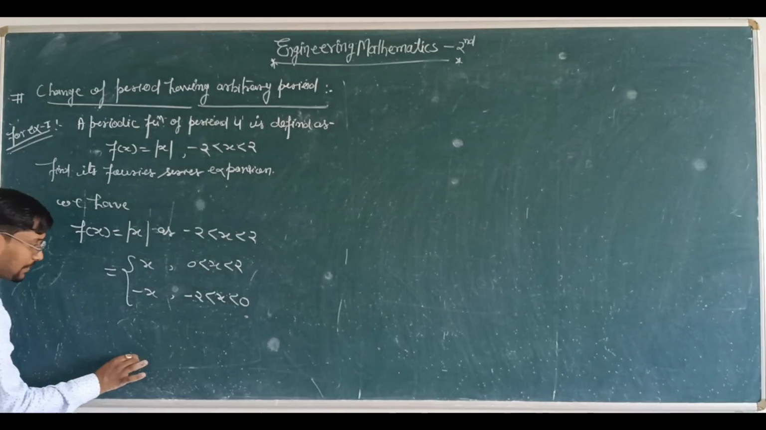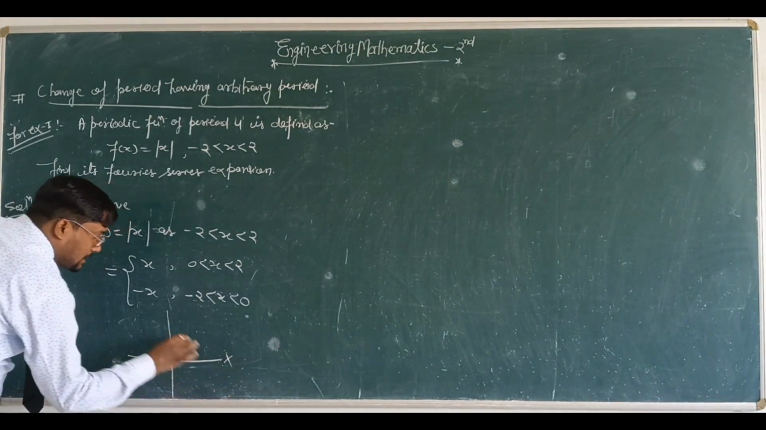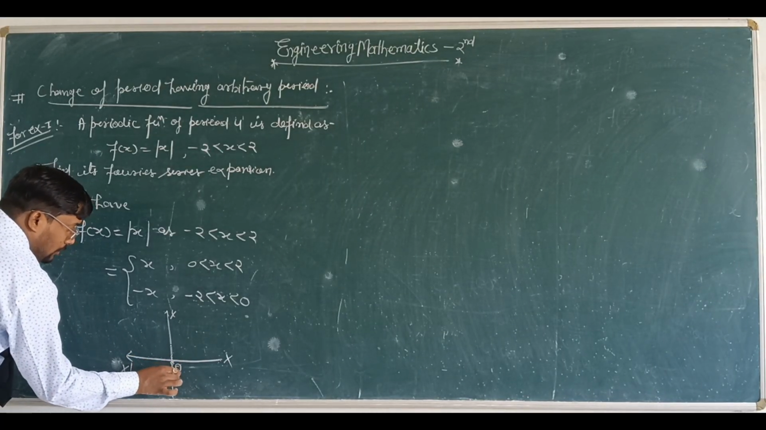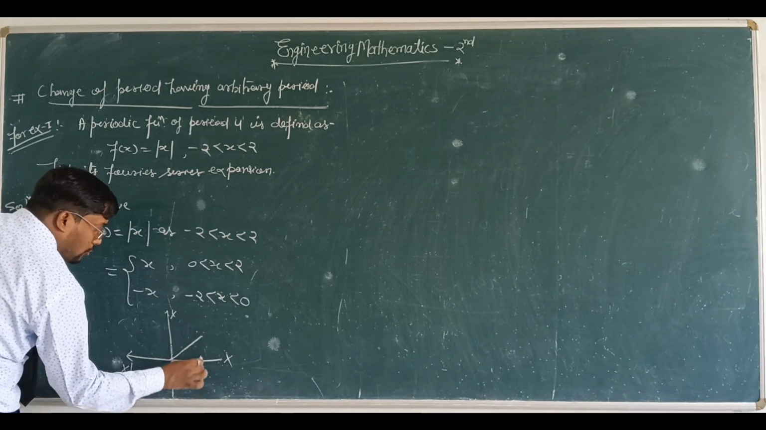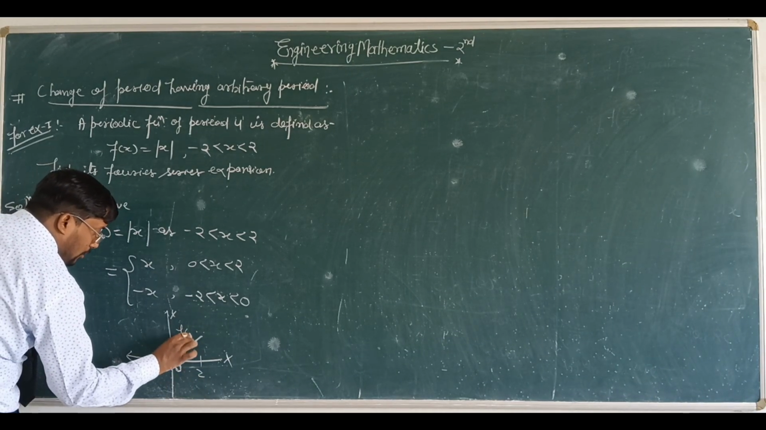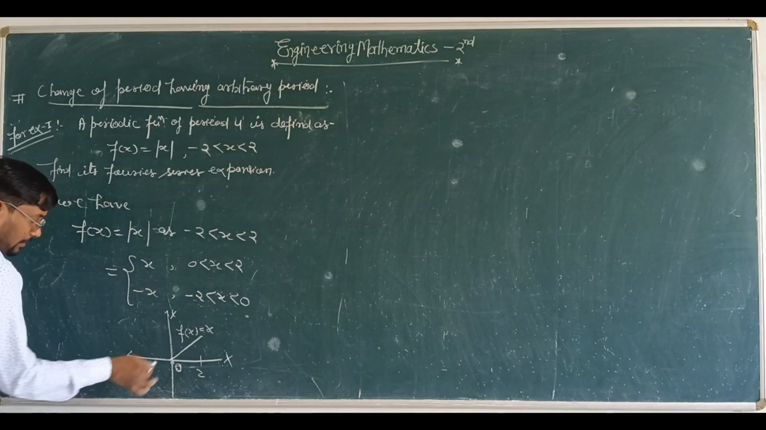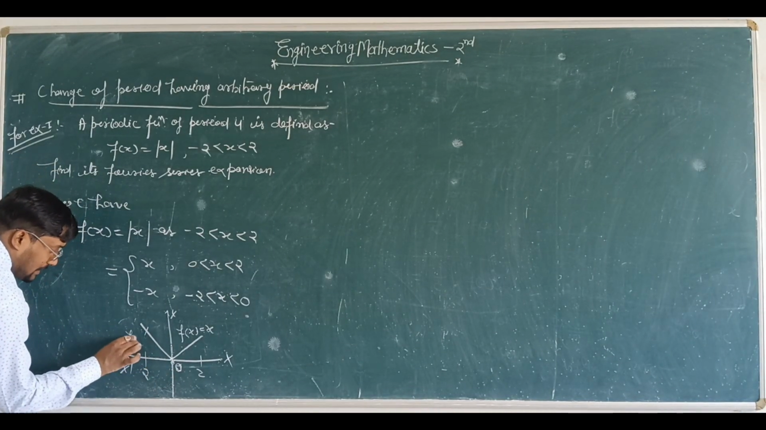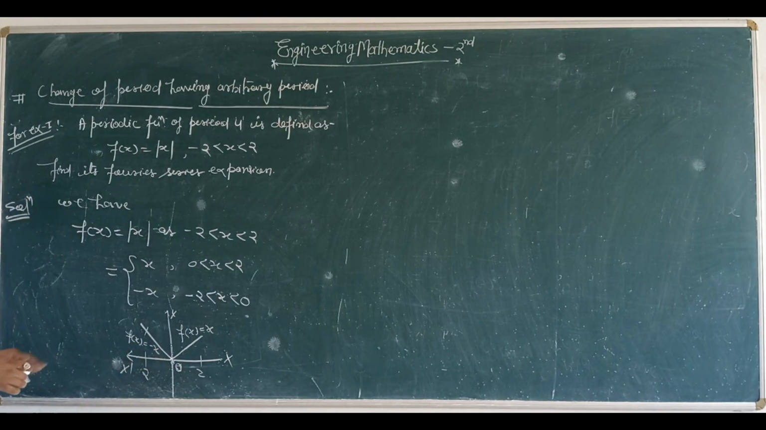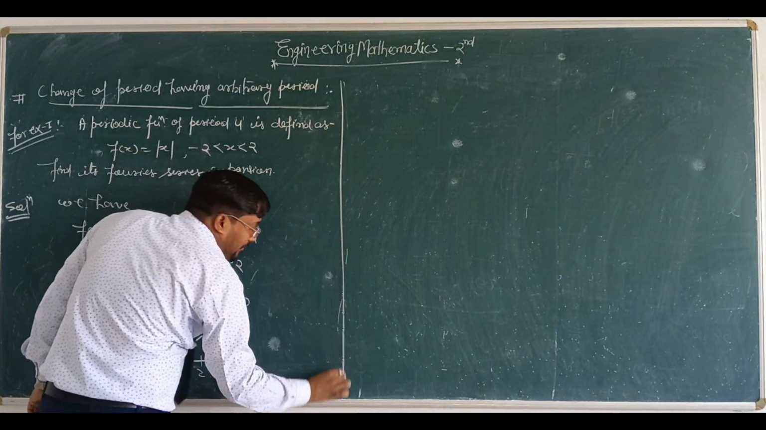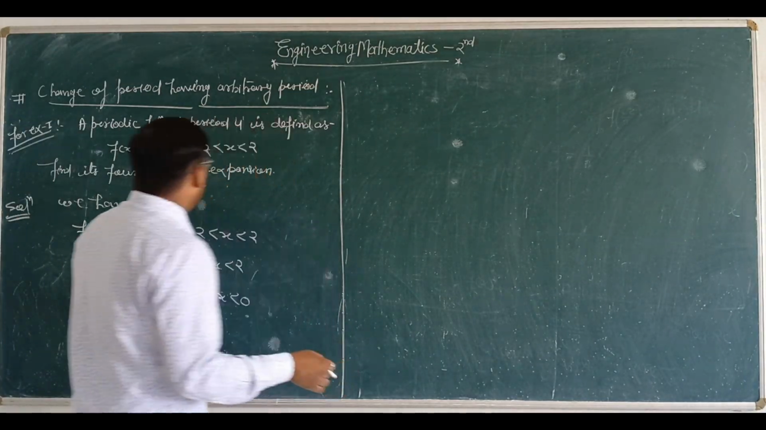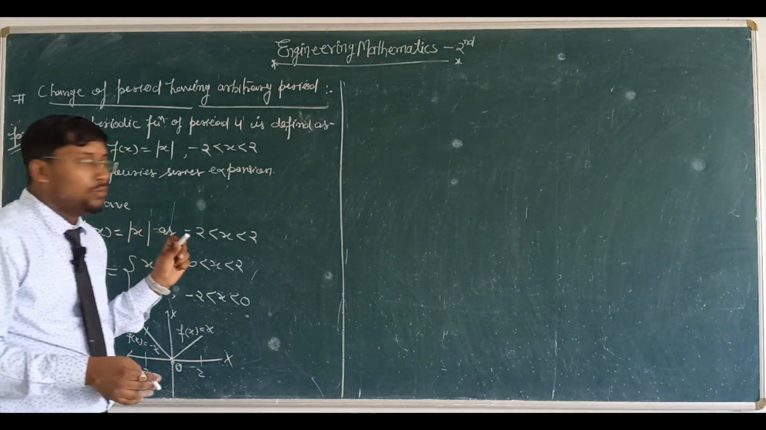You can draw this function. This is the x, this is y, and this is minus x. This is the origin point O. This is the value of 0 to 2 if f(x) is equal to x. Now this is equal to 2. This is the value of f(x) is equal to minus x. Now find the value of a naught, an and bn. Now the value of c is equal to 2.